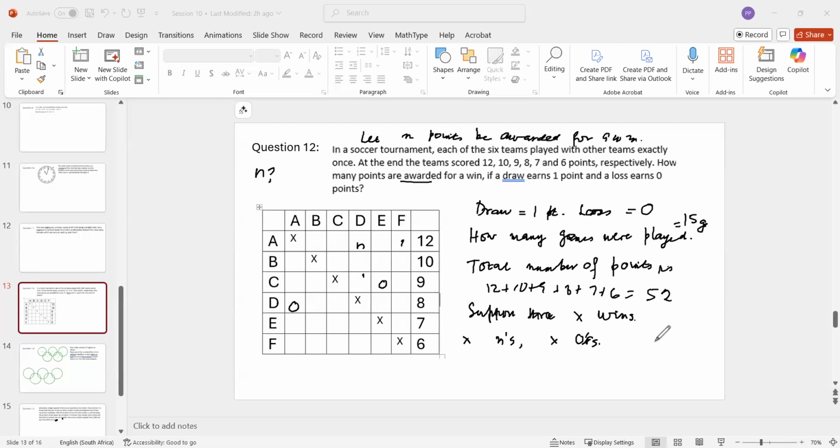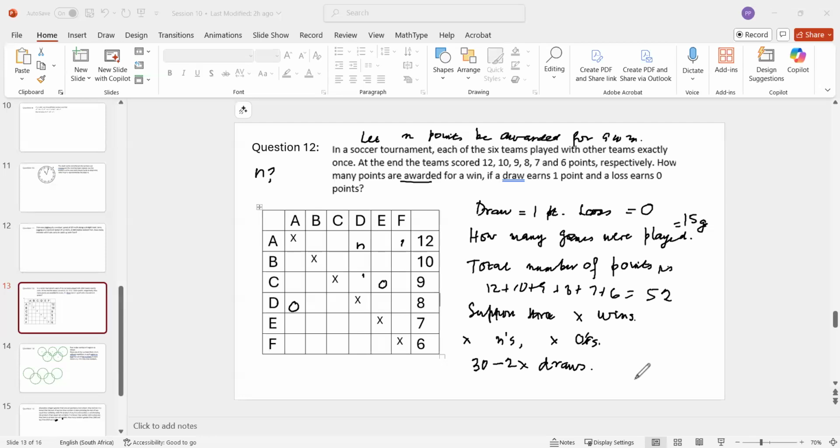And the rest will be draws because it's either a win, a zero, or a draw. So you got x of these, I've got n's here, x of these have got zeros. So we accounted for 2x squares, and the remaining ones will be draws. So how many are remaining? You got 15 at the top, you got 15 at the bottom. So you got 30 minus 2x draws.